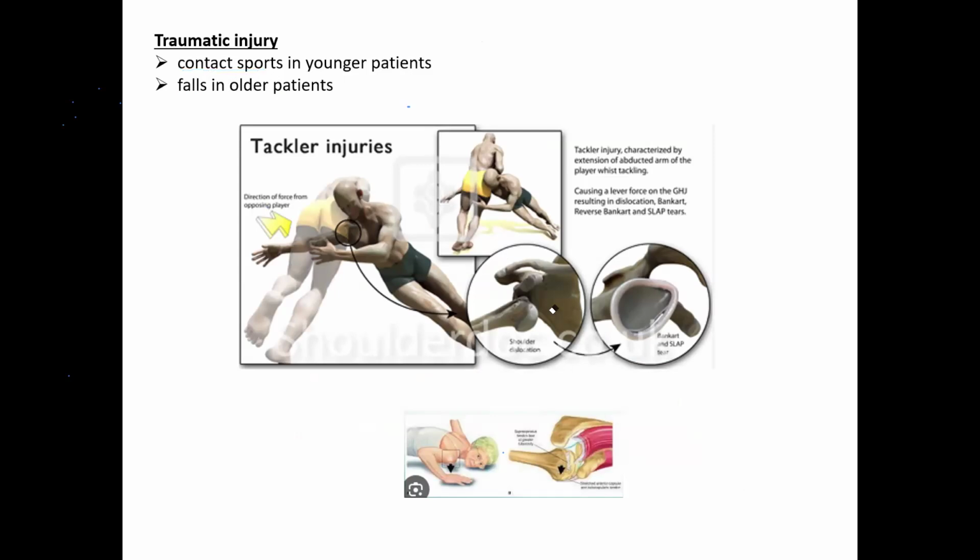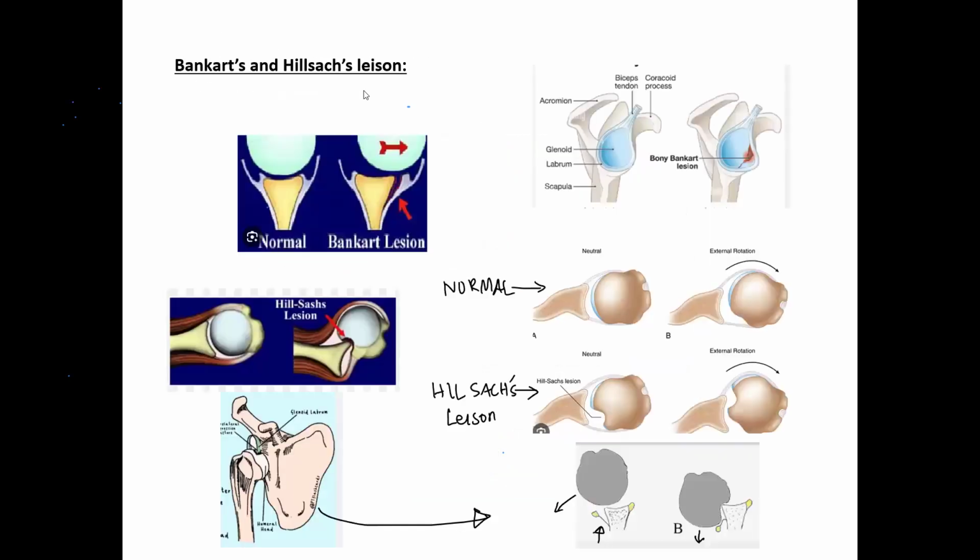So here I try to explain to you the mechanism of injury in contact sports, where the shoulder is getting pushed into abduction and external rotation and the head is hinging out of the humerus. Whereas it's a very trivial fall with abduction and external rotation in the older age group. In shoulder dislocation, you will always be asked regarding two types of injuries. One is called Bankart's lesion, the other is called Hill-Sachs lesion. This is your Bankart's lesion, this is your Hill-Sachs lesion.